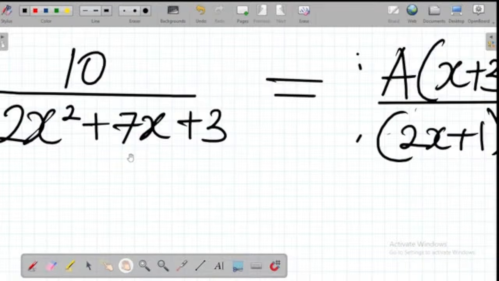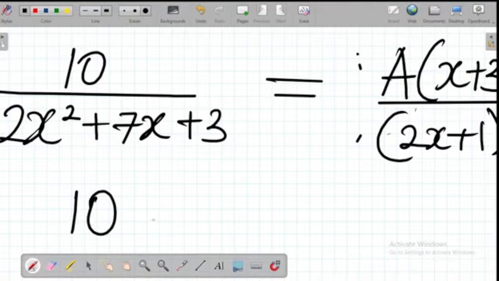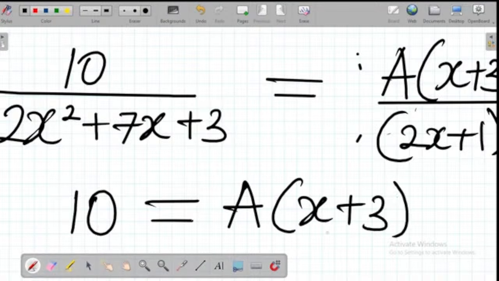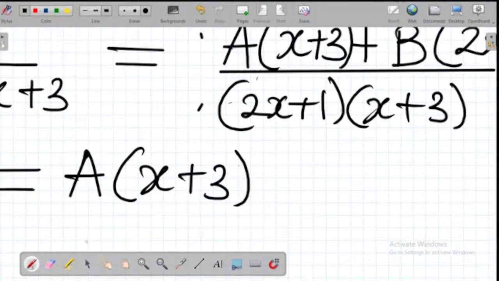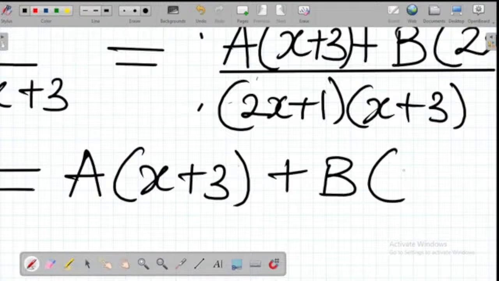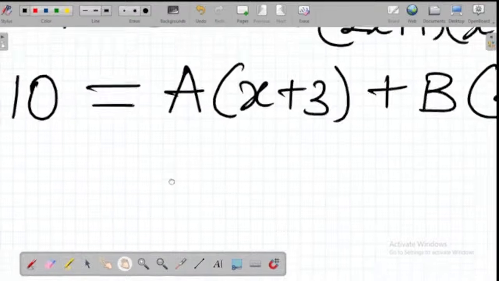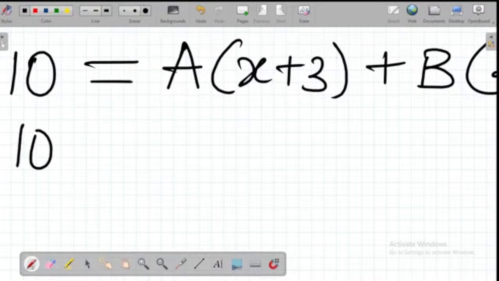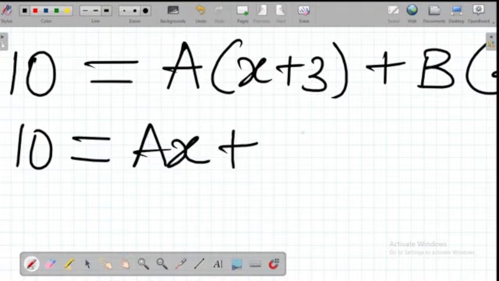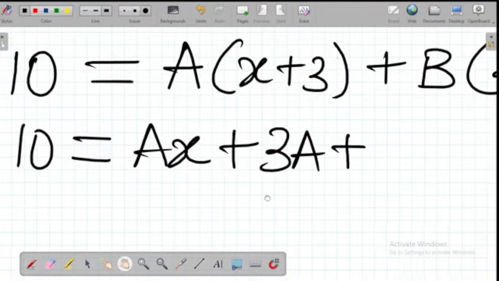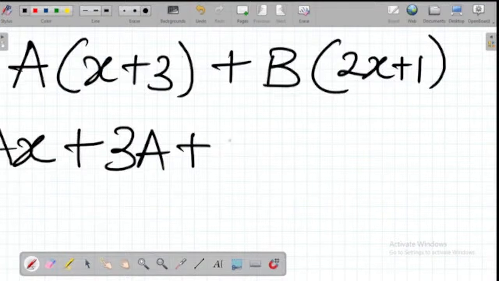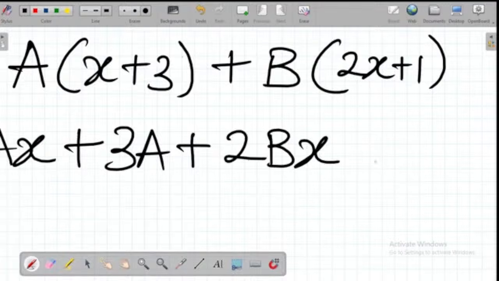Alright, our next task is to equate the numerators. So the numerator at the left-hand side is 10. So we have 10 is equal to the numerator at the right-hand side, which is A multiplied by x plus 3, plus B multiplied by 2x plus 1. So now let's expand the brackets. We have 10 is equal to A multiply x, we have Ax, plus A multiplies 3, we have 3A, plus B multiplies 2x, we have 2Bx, and then B multiplies 1, we have B.